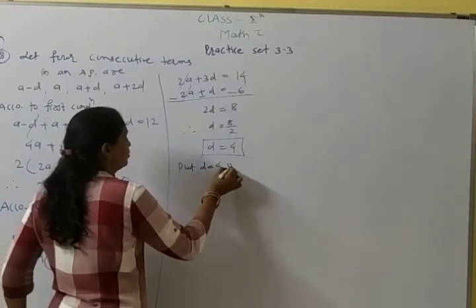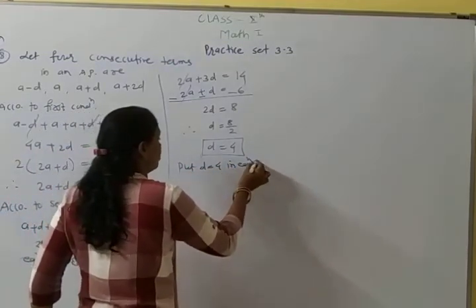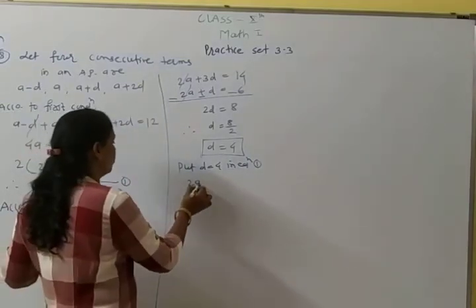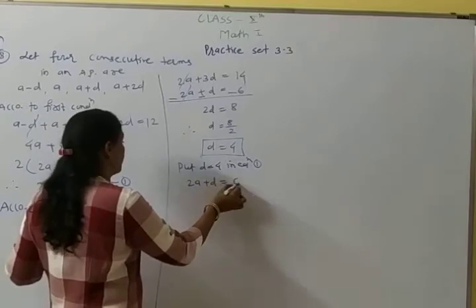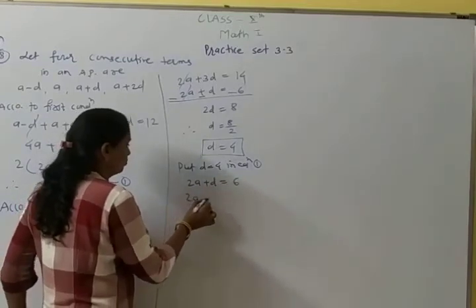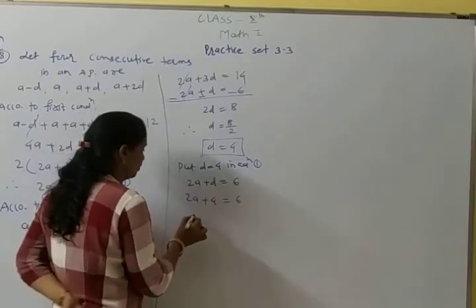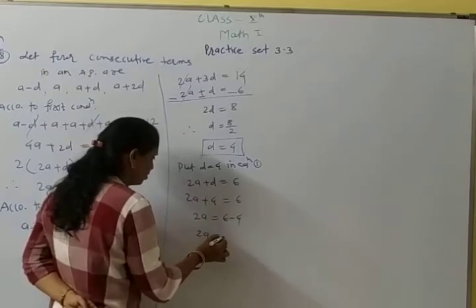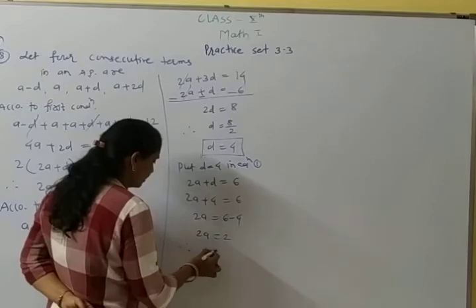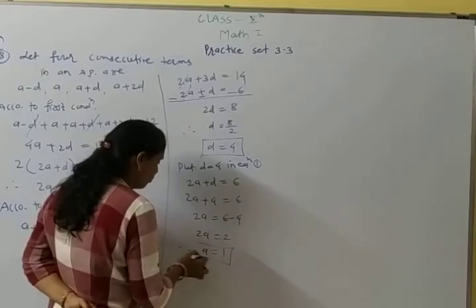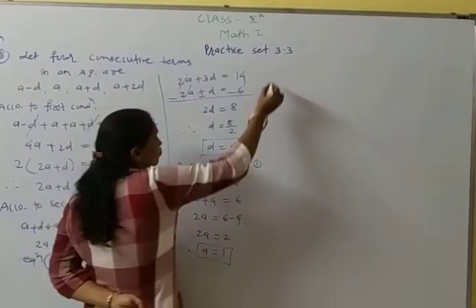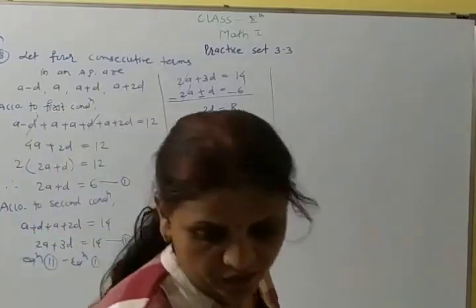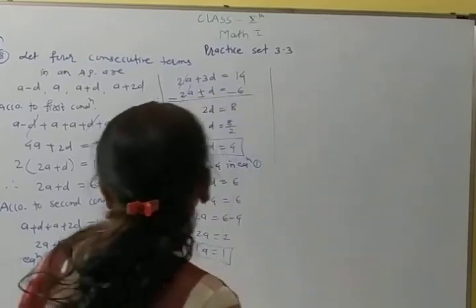Put d equal to 4 in equation 1 and find the value of a. So equation 1 is 2a plus d equal to 6. 2a plus 4 equal to 6. 2a equal to 6 minus 4, 2a equal to 2, and therefore a equal to 1. So here the value of a is 1 and the value of d is 4.